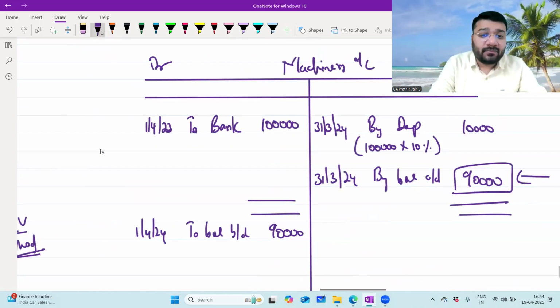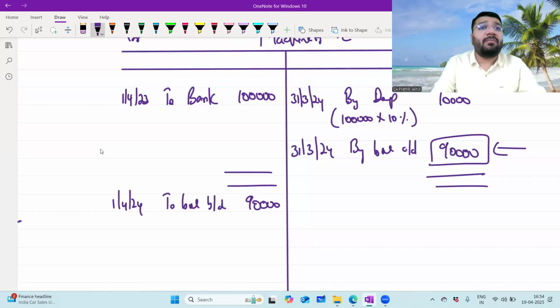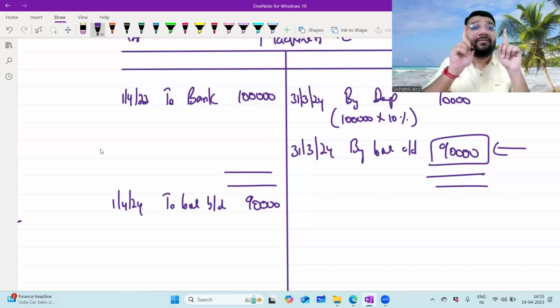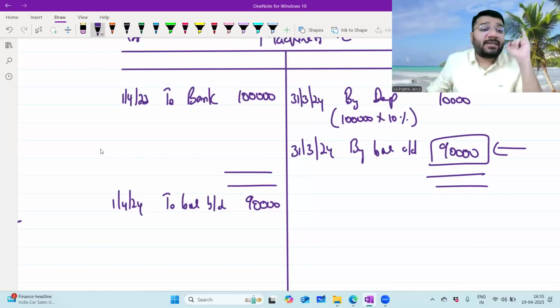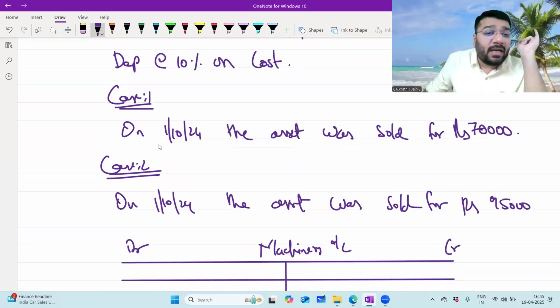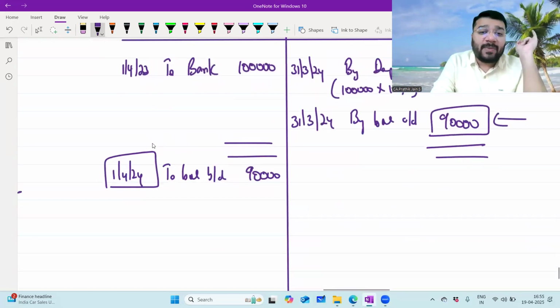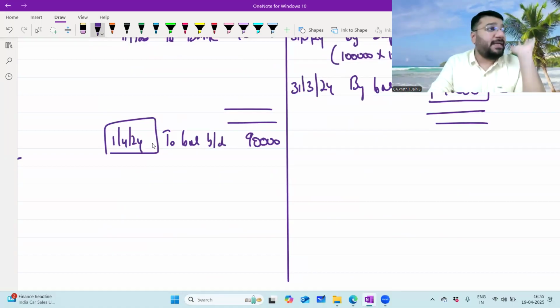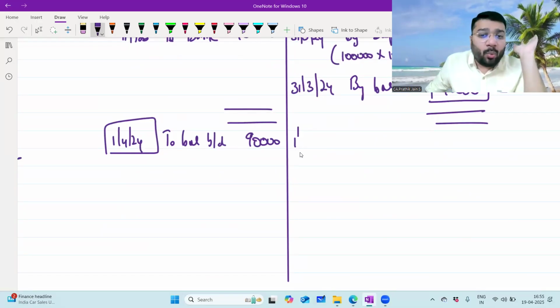Now, wait. Let's calculate the depreciation from 1/4/24 to the date of sale, from the beginning of the second year to the date of sale. We are standing on 1/4/24. When is the asset sold? The asset is sold on 1/10/24, after 6 months. To the extent I've used the asset, I have to calculate the depreciation for 6 months.